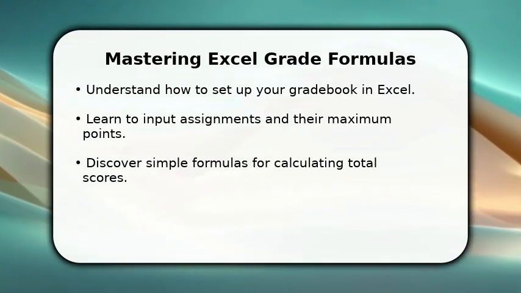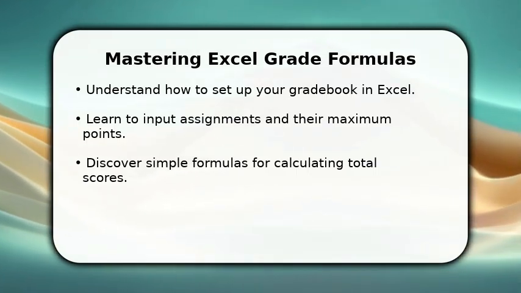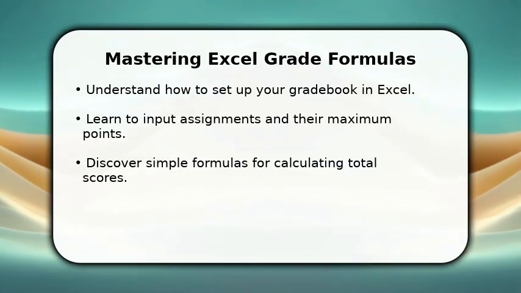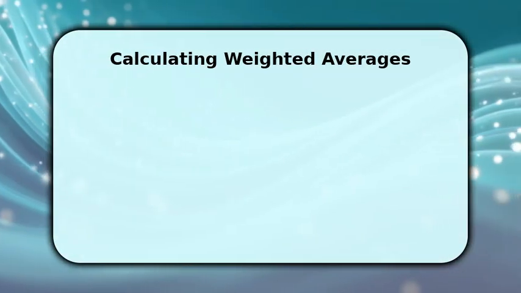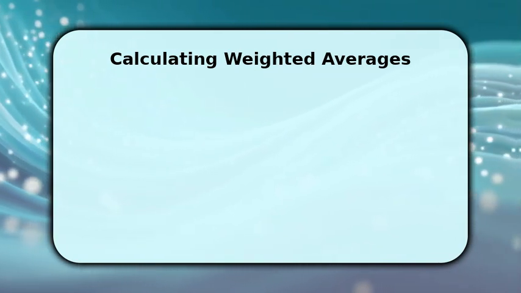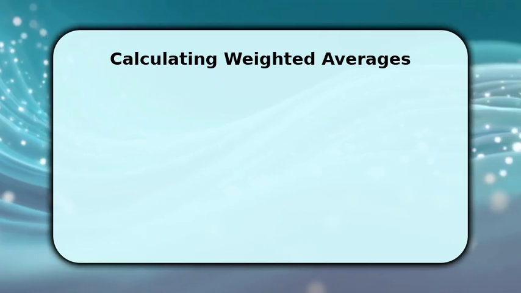This foundational setup ensures accurate tracking and prepares you for more complex calculations. We'll cover everything you need to build a robust grading system. Now, let's tackle weighted averages, which are crucial for many grading schemes. Assign a percentage weight to each category, like 25% for homework and 50% for exams.